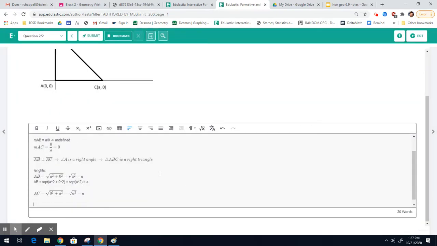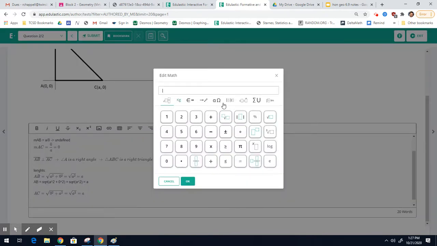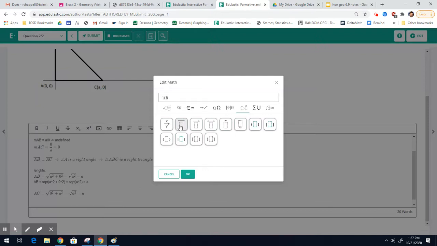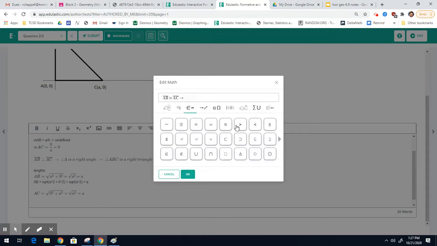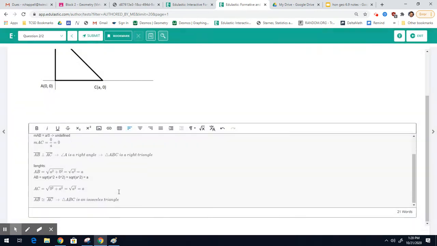And notice now that AB and AC are the same length, so they are congruent. I know that segment AB is congruent to segment AC, and that means that triangle ABC is an isosceles triangle. And there we go. I've now shown that triangle ABC is a right triangle and it's isosceles.